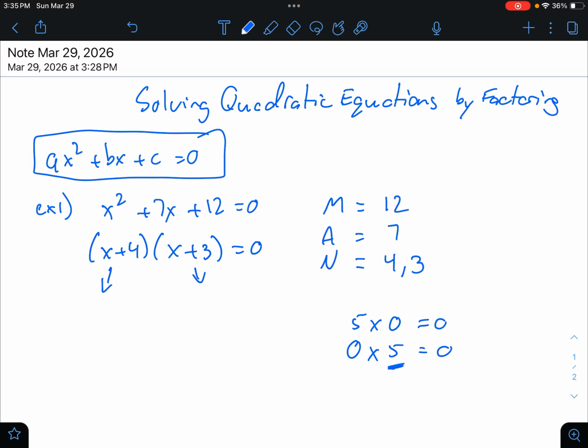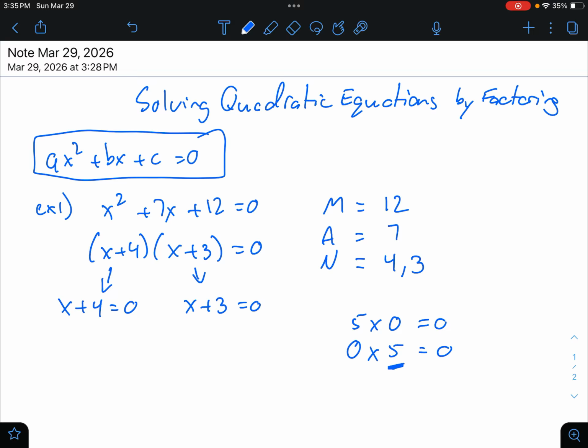So our equation, either the x plus 4 is a 0, in which case I don't care about the x plus 3 bracket, or the x plus 3 bracket is 0, in which case I don't care about the left one. Either way, what you're going to do is just put an arrow down below, and you're going to say that the left bracket, so x plus 4, that is 0, or the right bracket, so x plus 3, that is going to be 0.